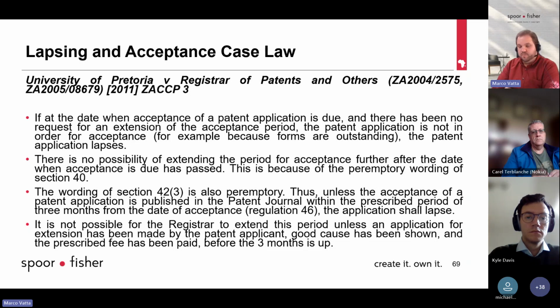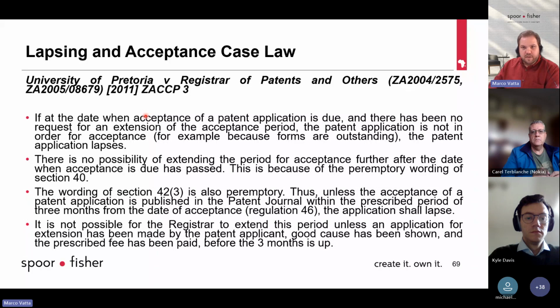So the University of Pretoria versus the Registrar of Patents case touched on 2 matters where it looked at both the acceptance deadline by which a case should be in order for acceptance, but it also looked at the publication of acceptance period. So a very important case to please be aware of and to have a look at.